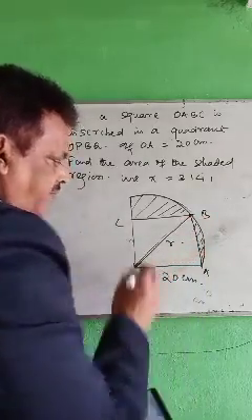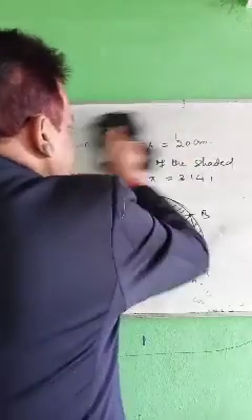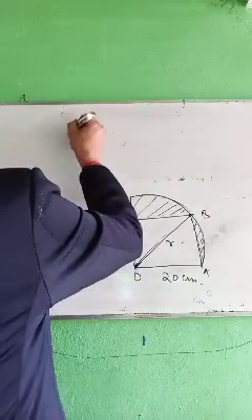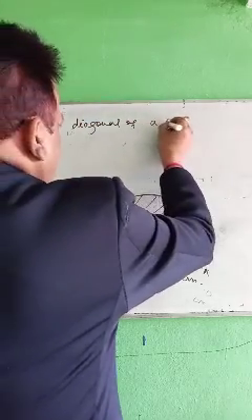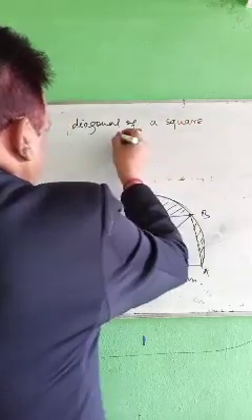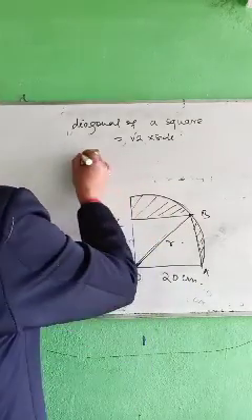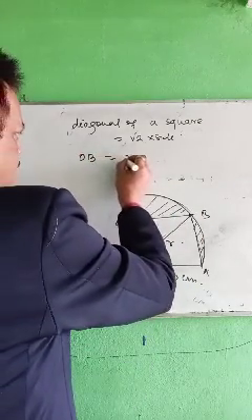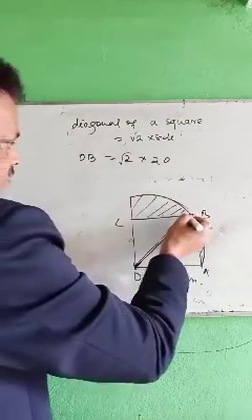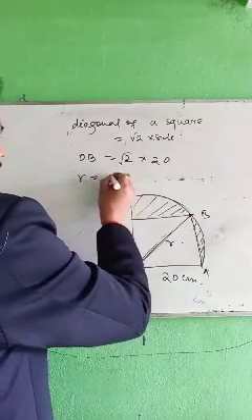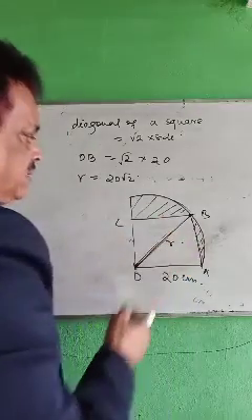What is the diagonal of a square? What is the formula? Root 2 into side. Diagonal is which one? OB. Root 2 into side. Side is 20. So OB means radius. R is equal to 20 root 2. Okay. Then what is the area of the shaded region?